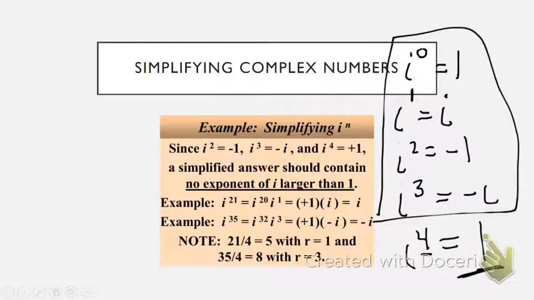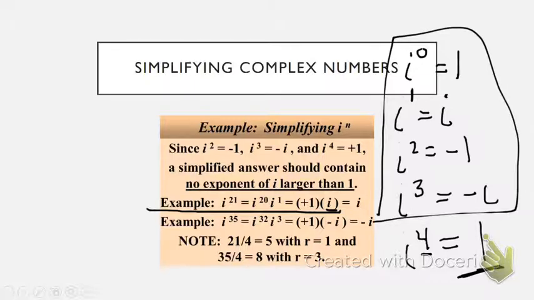Based off of this pattern, we can now predict and simplify all powers, whatever power i is raised to, okay? So in this first example, i to the 21st power, I told you, and I don't know if your other teacher told you, but you can look at it as figuring out what multiple: 21 divided by 4 is equal to what number, okay?